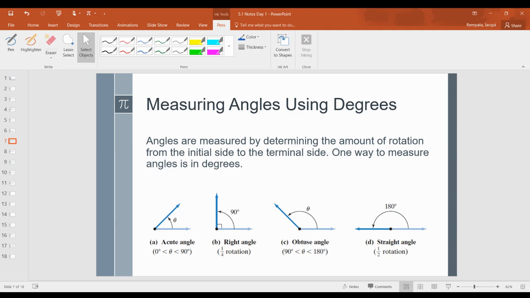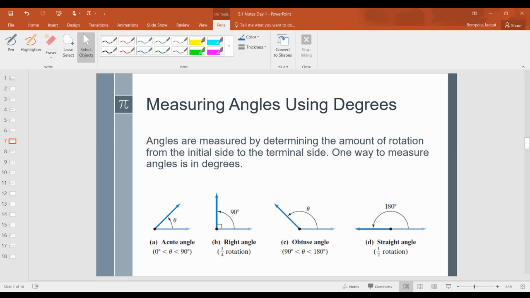Remember, an acute angle goes anywhere between 0 and 90 degrees. Noticing the picture, once again, that light blue line is the initial side. Notice that the rotation of the arrow is heading towards the darker side, which is the terminal side. Because that measure is going to be between 0 and 90 degrees, it's acute.